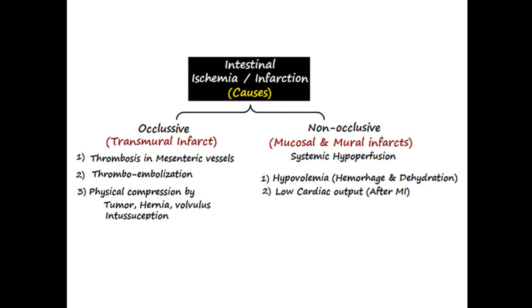The non-occlusive types of ischemia and infarction mostly result from systemic hypoperfusion. For example, the hypovolemia or decreased blood volume that results from severe bleeding or hemorrhages, or dehydration, which may be caused by severe vomiting, diarrhea, and sometimes in acute myocardial infarctions, which leads to low cardiac output.